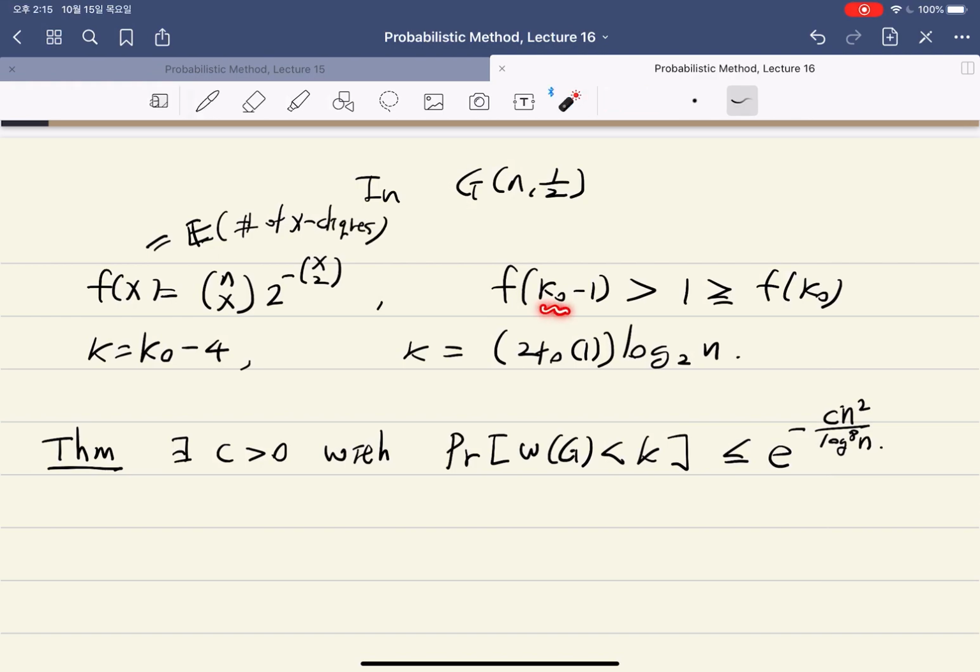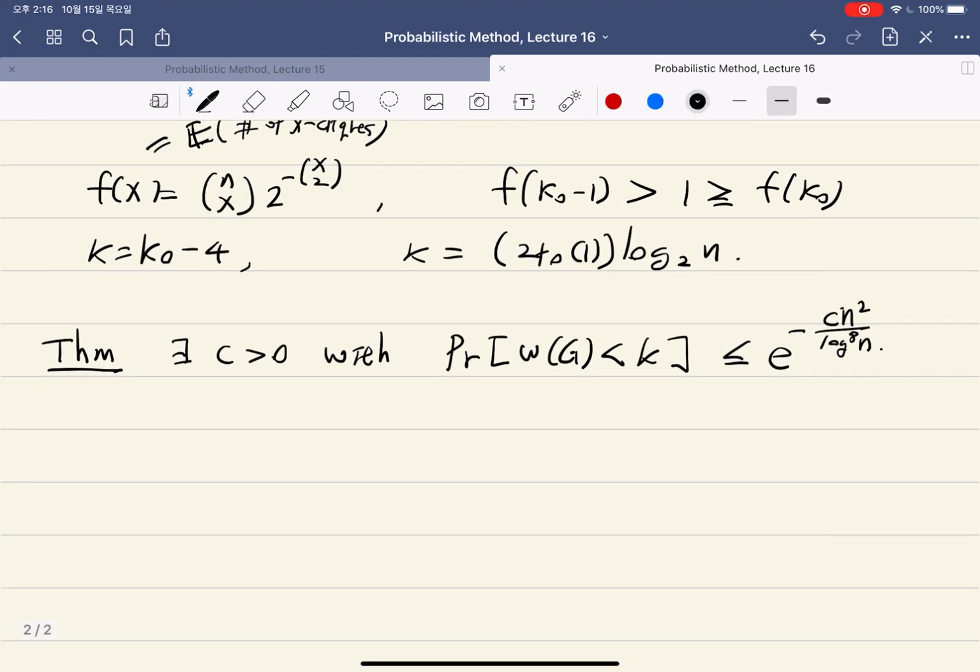So k0 is the point where this expectation is as close to 1 as possible. It's either k0 minus 1 or k0. And then let k be the value which is smaller than k0 by 4. Then this shows that with high probability, we must have a clique of size at least k, with the probability which is 1 minus this.